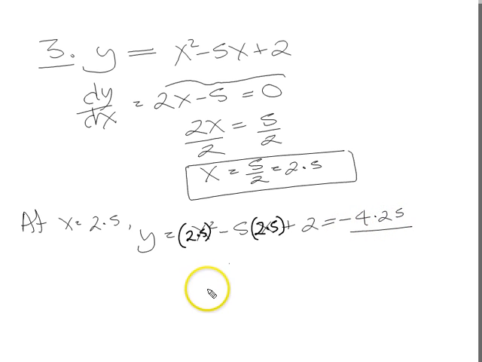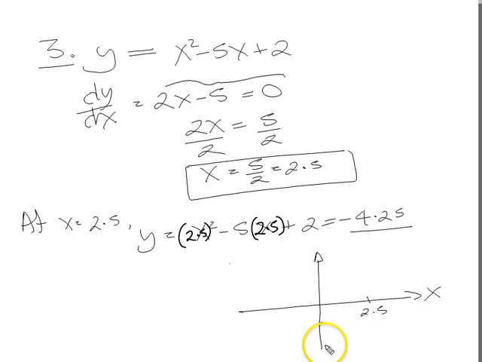So we can mark that off on a sketch, which we'll put here. Let's just draw that in there. So the input is 2.5, which is the x value. The output, which is the y value, is minus 4.25. So that's going to be down here, isn't it? So there's the output and there's the coordinate. Now what we don't know is, is it a maximum or a minimum?